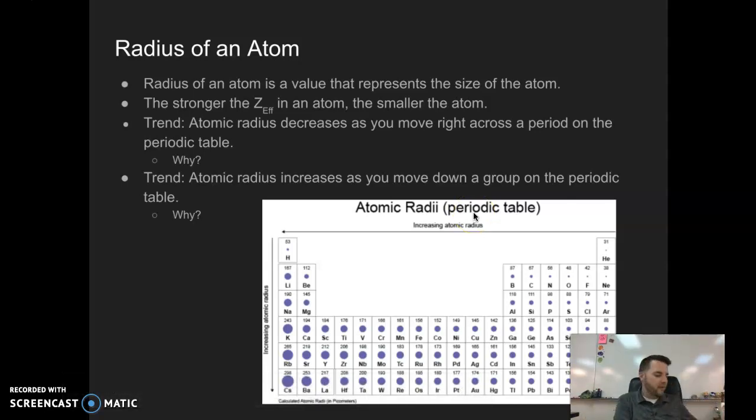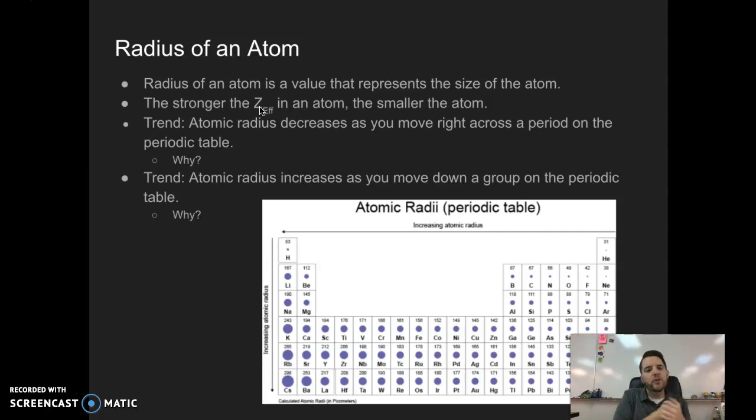Because of the fact that, with more energy levels, we have more shielding, the nucleus is not able to hold on to those outermost electrons as easily. And so what we see is that they kind of spread out a little bit more. If I can't hold on to them, they're going to spread out a little bit more. So the stronger the effective nuclear charge in an atom, the more tightly it's holding on to its electrons.